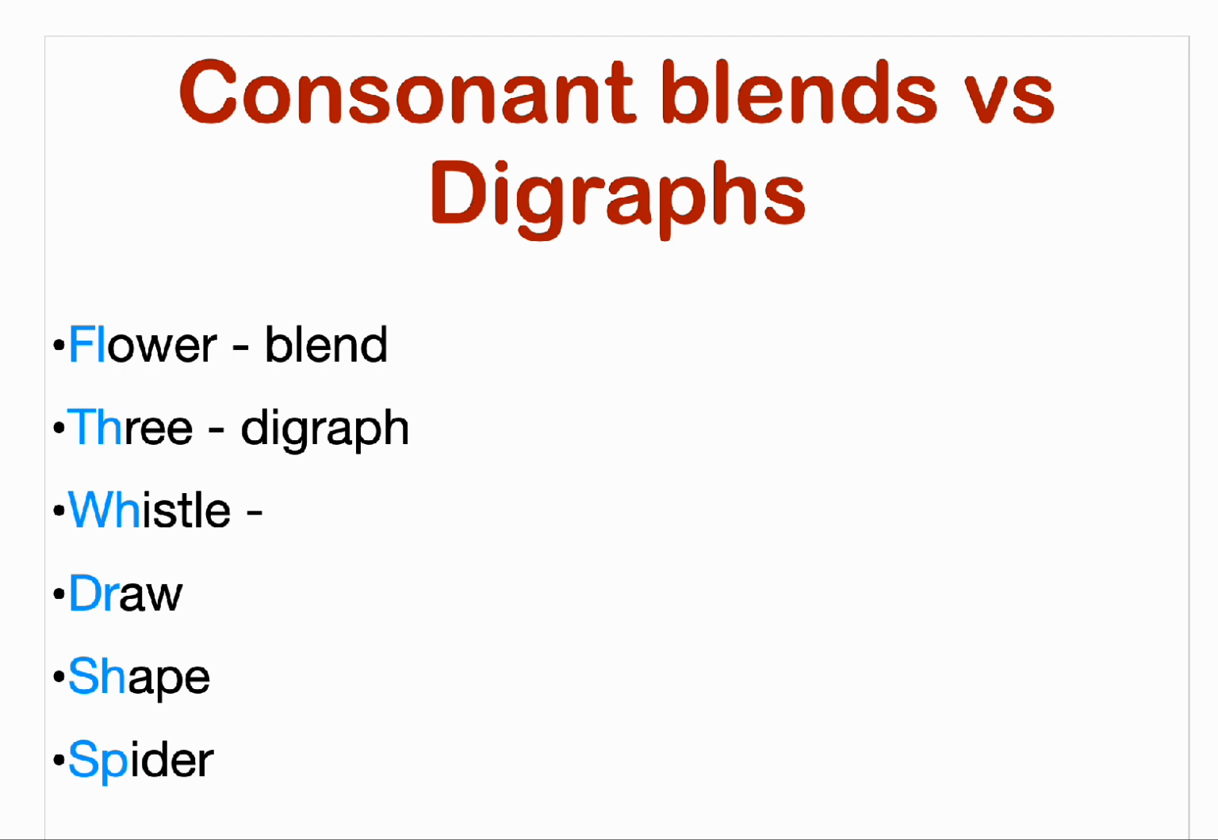Whistle. Here we don't hear the sound of W and H separately. Together the sound is W. So it is a digraph.